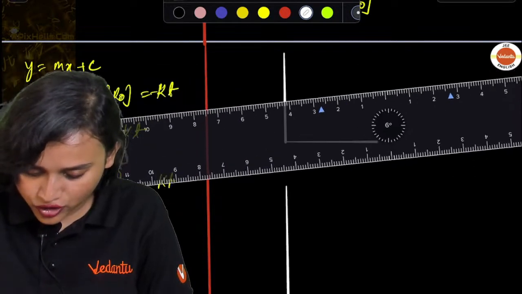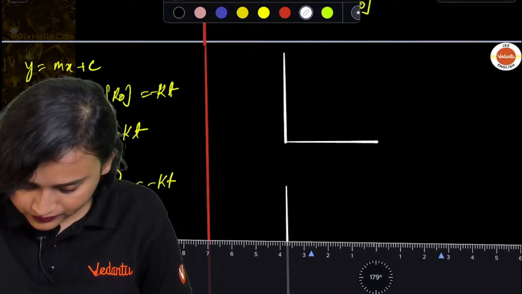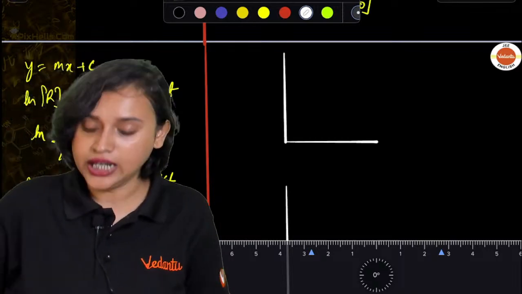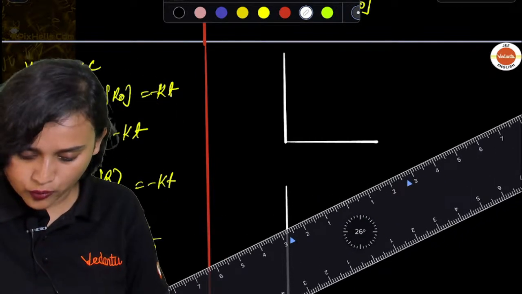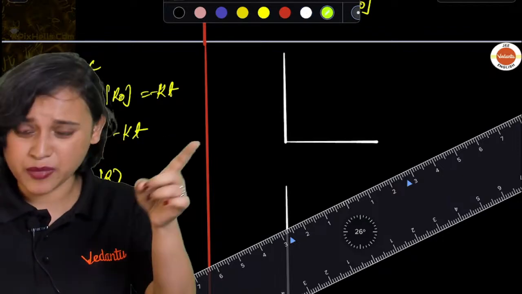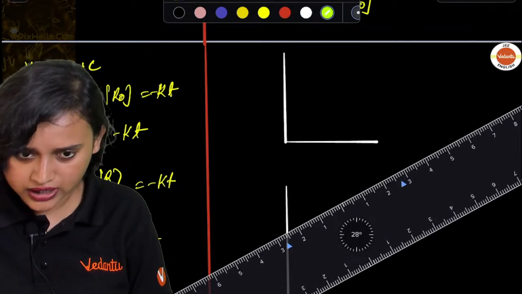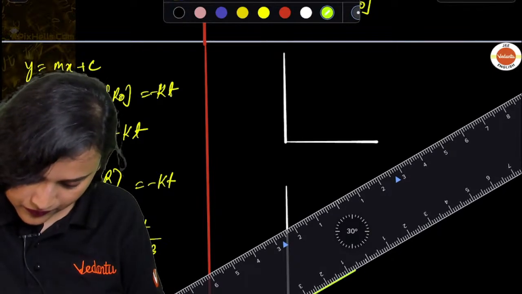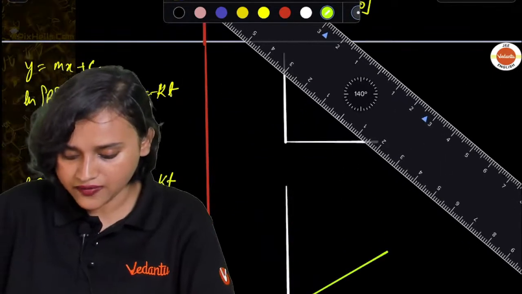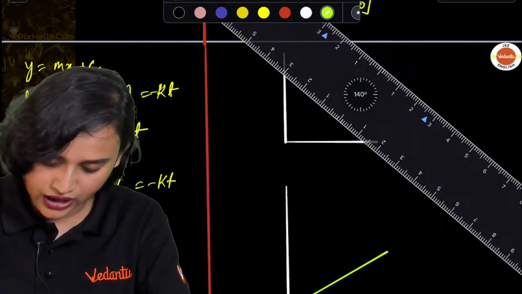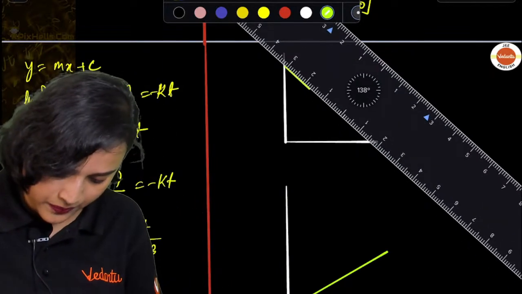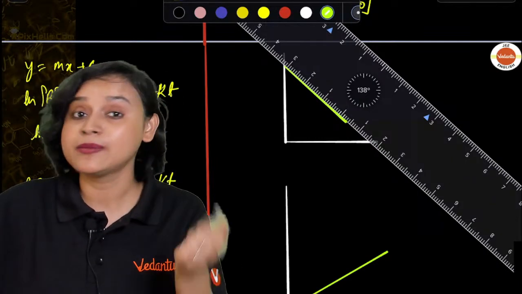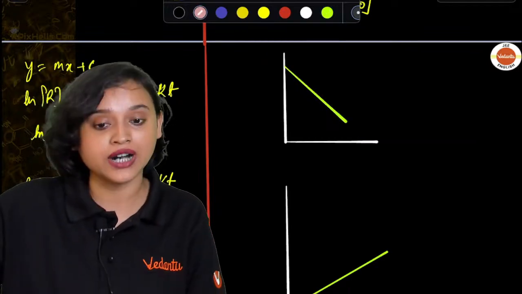Just a second, guys. Let me draw the graph here. Now, for one, I'm just going to draw the graph because I remember it. This is one graph, and the second graph will be looking like the previous one, like this. Now you will ask me, ma'am, what is the difference? Why did we draw two graphs, everybody?